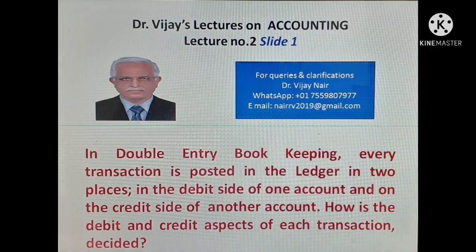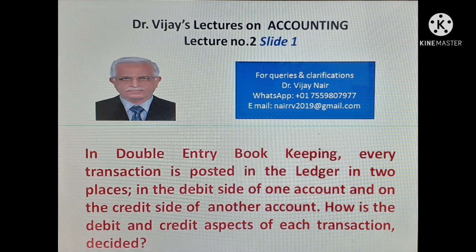Let us go to slide 1. In double entry bookkeeping, every transaction is posted in the ledger in two places, in the debit side of one account and on the credit side of another account. We have seen that in the last slide of lecture 1. A purchase of goods for cash is to be posted in the debit side of purchase account and on the credit side of cash account.